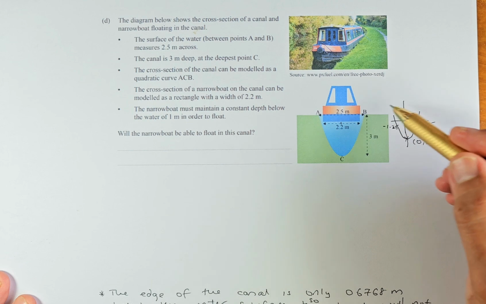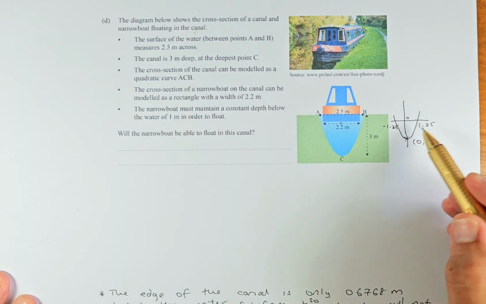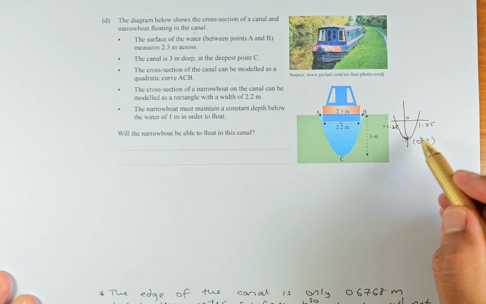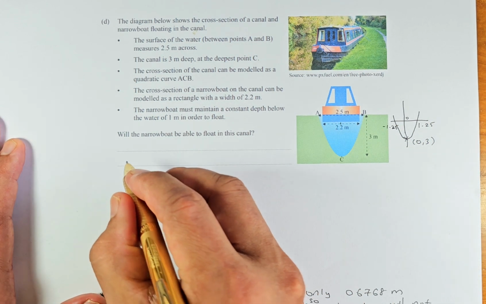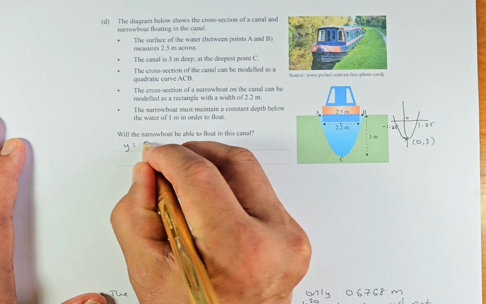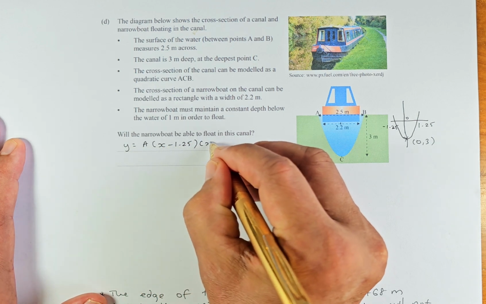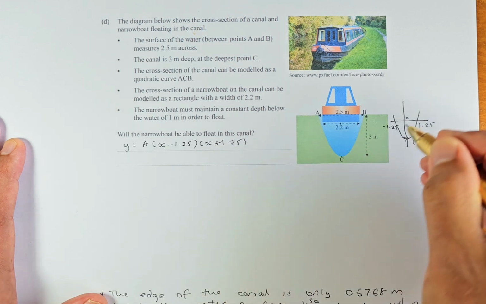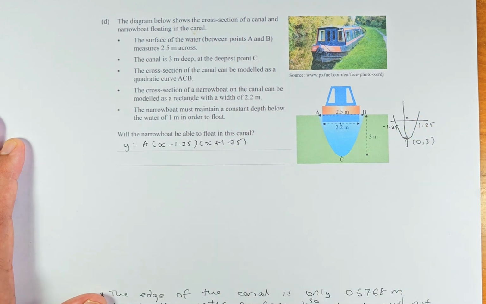First, look at this quadratic, because they tell you about the roots 1.25 and minus 1.25. We need to find the equation of that graph. To get the equation of this quadratic, we're going to do y equals a(x minus 1.25)(x plus 1.25), with 1.25 on the right and minus 1.25 on the left. So our objective now is to find the scale factor a.